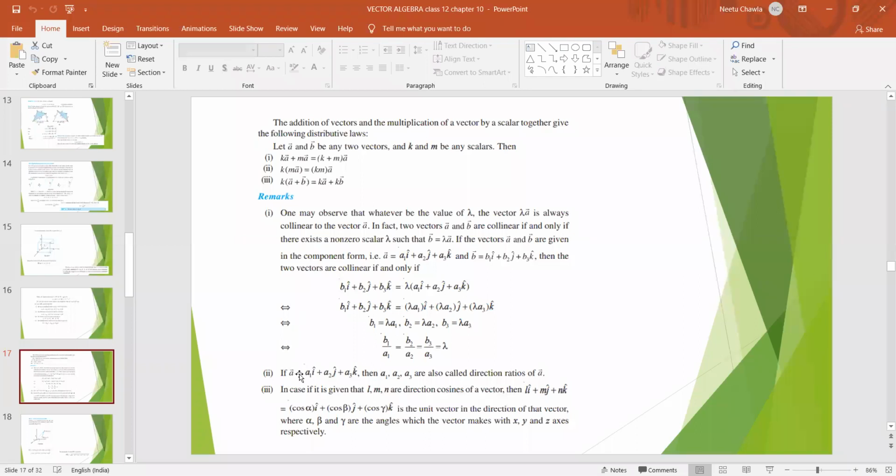If a vector A is given by A1i plus A2j plus A3k, here this A1, A2 and A3 are known as the direction ratios of A vector. Right? This we should know about it.